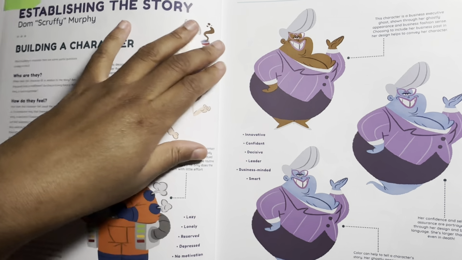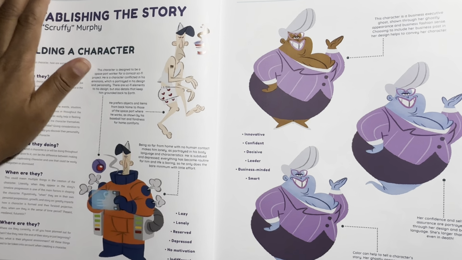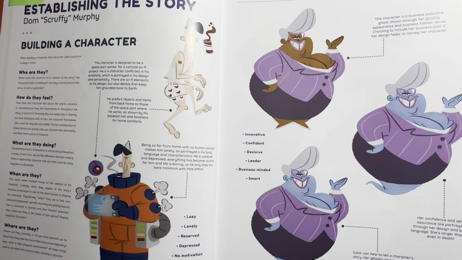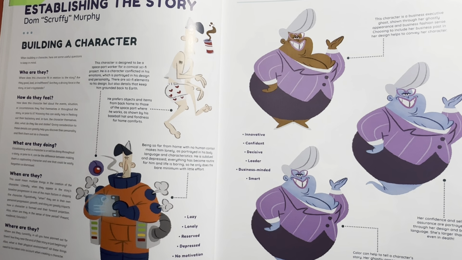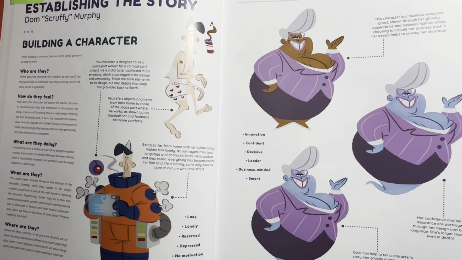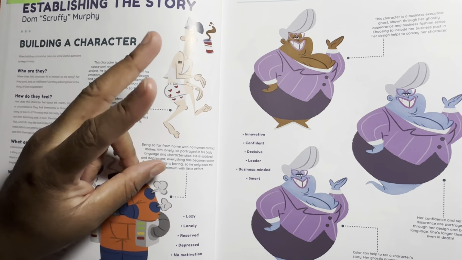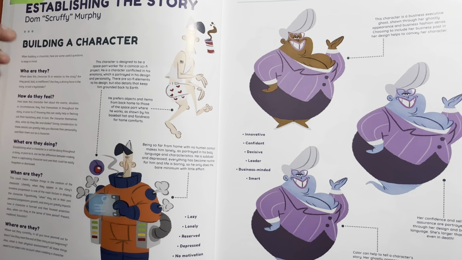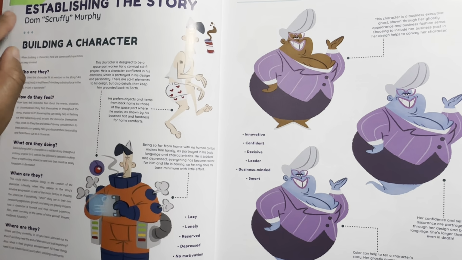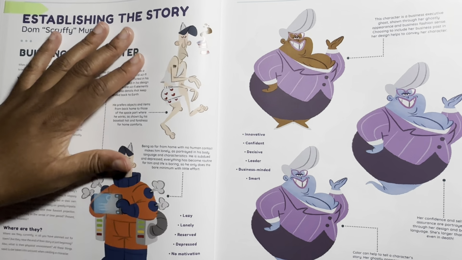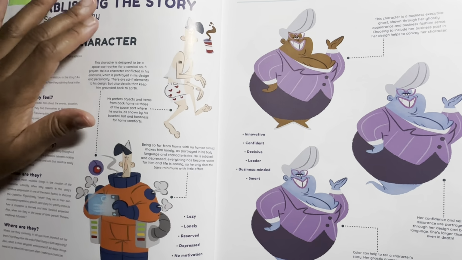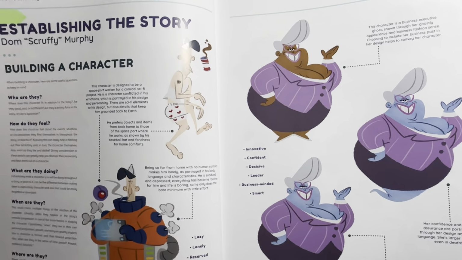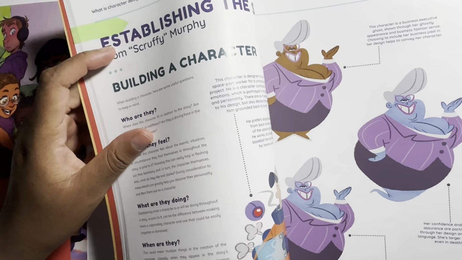So this week, establishing the story. It says here, when building a character, there are some useful questions to keep in mind. If you don't feel like sketching right now, you can always take notes. If you have the book, you can highlight some things if you don't mind marking in your book, or flag the page if you feel it's something of importance that you need to come back to.